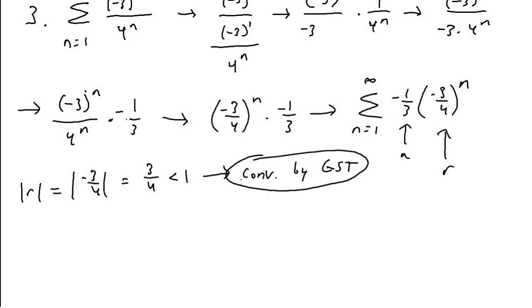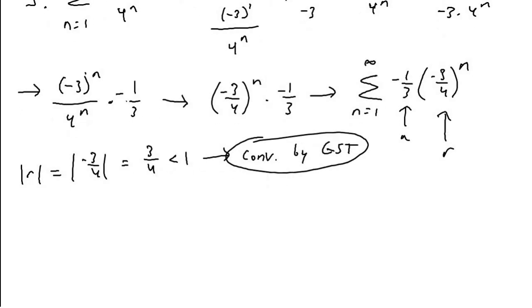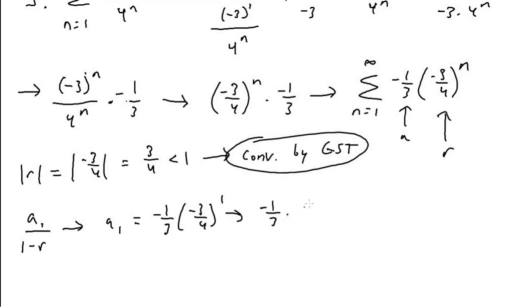And to find the exact value, obviously we're going to use the same formula, so a sub 1 over 1 minus r. A sub 1, obviously I just plug in 1 for n, so that will be equal to negative 1/3 times negative 3/4 to the first power. So we'll have negative 1/3 times negative 3/4, which is going to be equal to 3/12, and simplified down to 1/4.